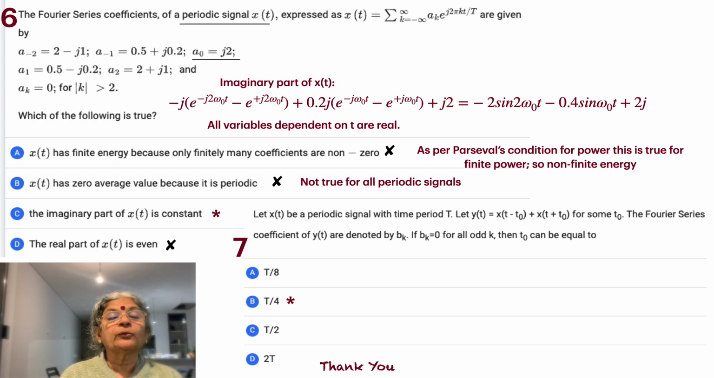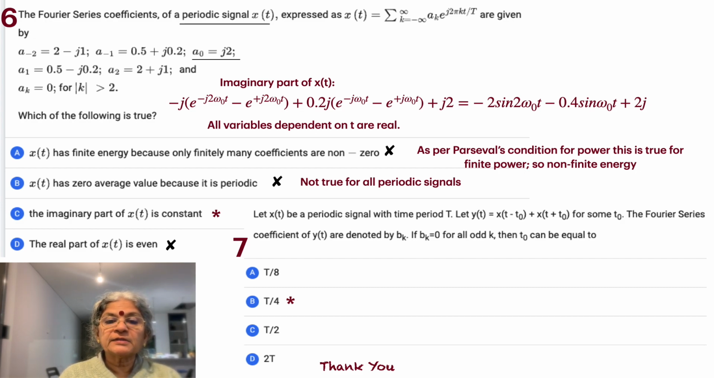The other cases, we are going to have sin omega naught t. Okay, so those omega naught tells us that the imaginary part of xt is going to be constant. The real part of it is not going to be constant because we will see that there is no j2 associated with it. Okay, then moving on to the seventh one, the last of the problems.